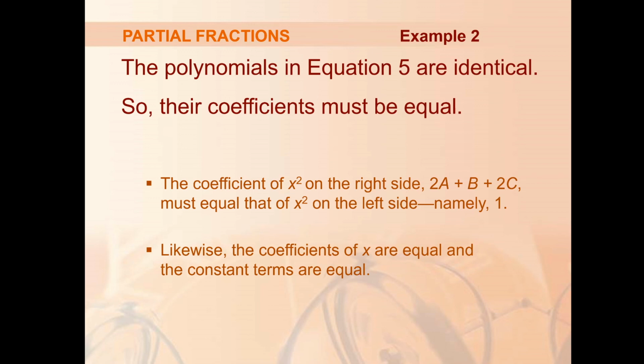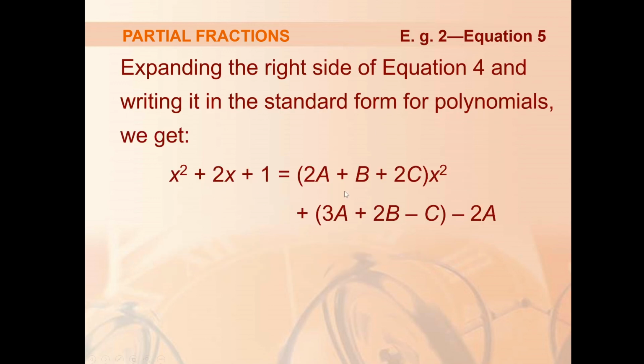So we want to solve for a, b, and c. The way to solve for a, b, and c, going back to this one, we can set 2a plus b plus 2c equals 1, because it's matching the coefficient of the quadratic term. And for the linear term, we have 3a plus 2b minus c, which equals 2. And for the constant term, it's negative 2a, which equals 1.